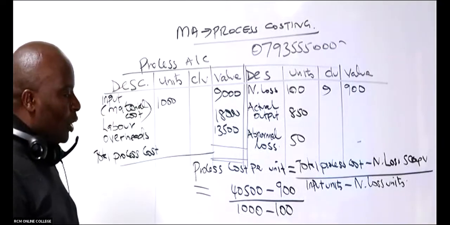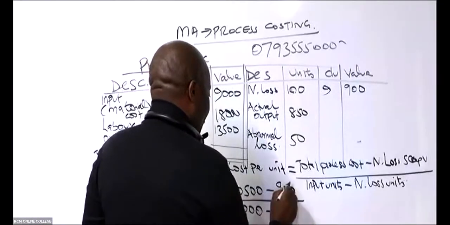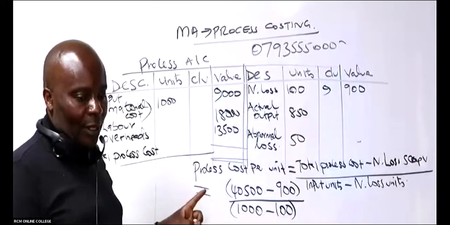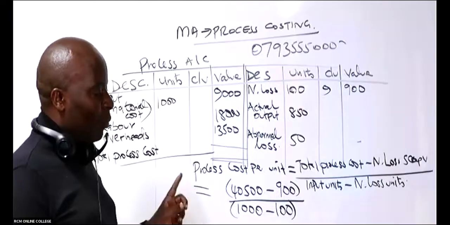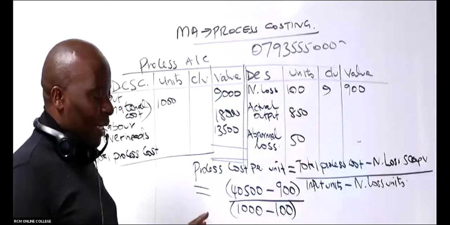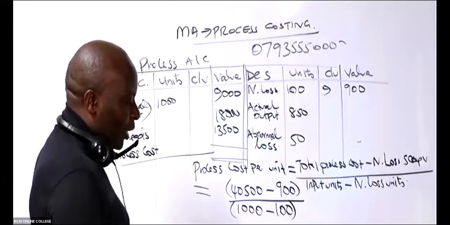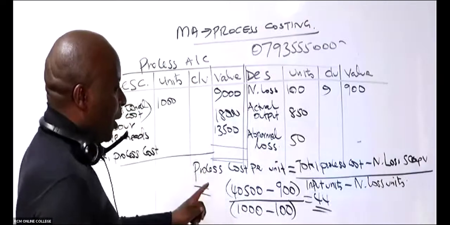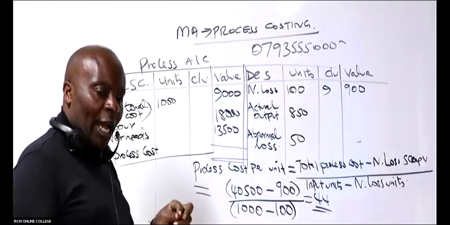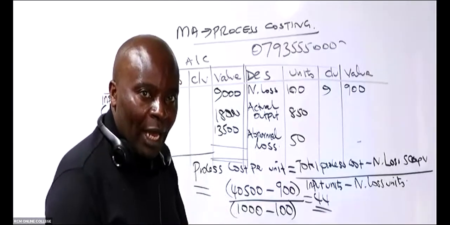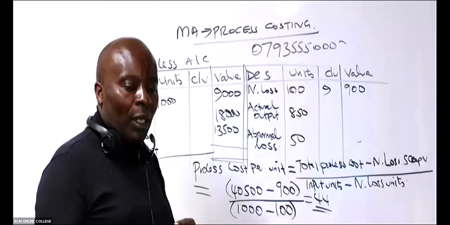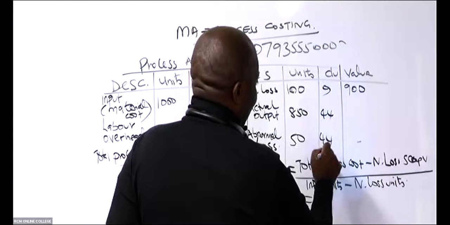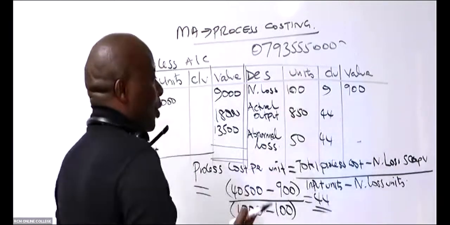Is there someone who is able to do their abracadabra here until they give us the final answer? So you say open brackets, 4,500 minus 900 close, divided by open brackets, 1,000 minus 100 close. These ninjas are giving me a figure of 44. So remember, 44 is the process cost per unit, applicable for actual output, abnormal loss, and what we shall be calling abnormal gain. So here, you put 44 like that. And then you do your multiplications and give me the totals.